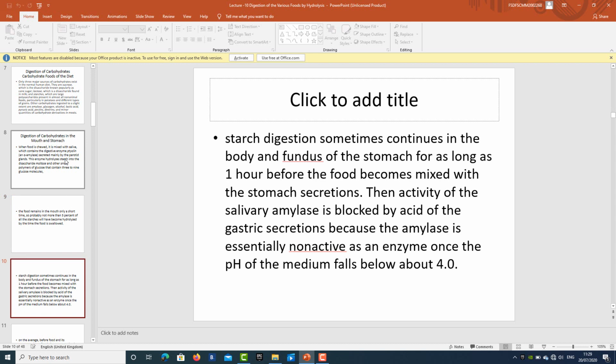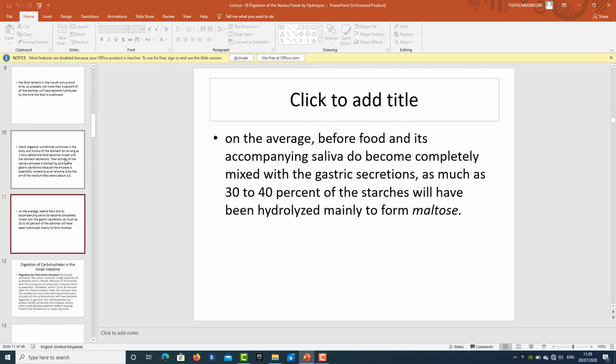Digestion sometimes continues in the body and the fundus of the stomach for as long as 1 hour before the food mixes with the stomach secretions. Later on, the activity of salivary amylase is blocked by the acid of gastric secretions, because the pH falls below 4. On average, before food and its accompanying saliva become completely mixed with the gastric secretions, as much as 30 to 40% of the starches will have been hydrolyzed, mainly to form maltose.